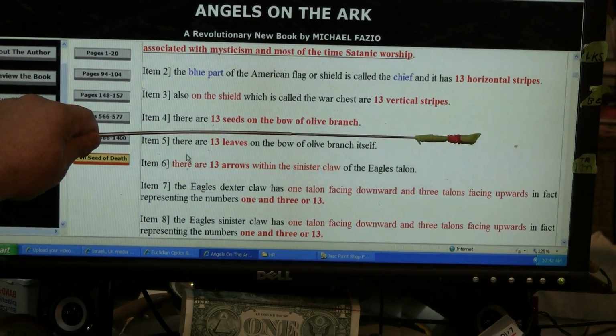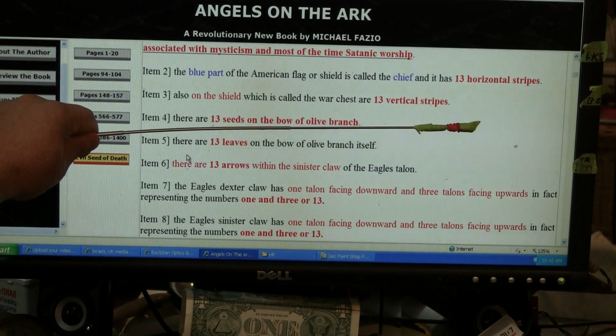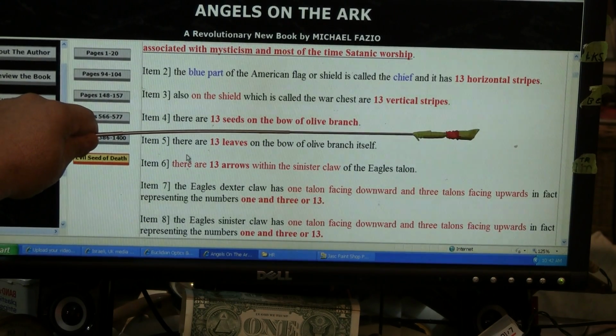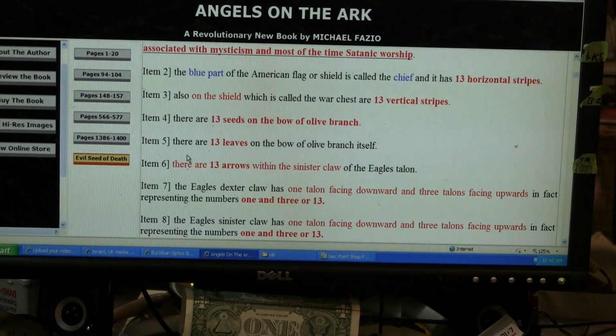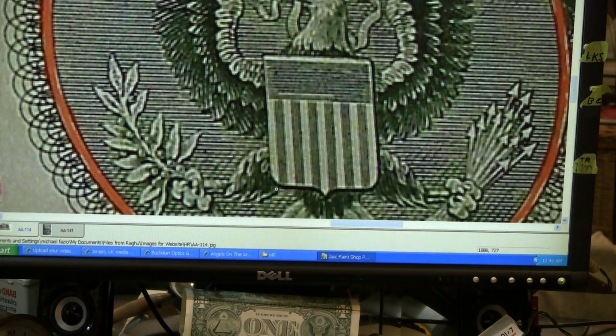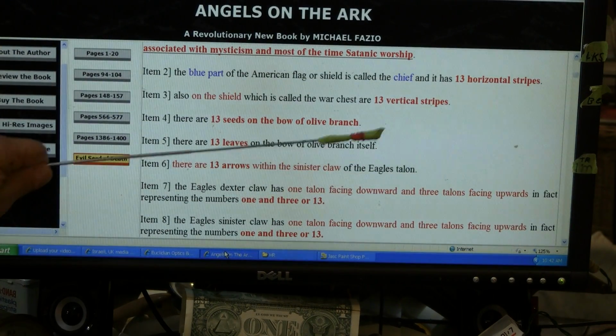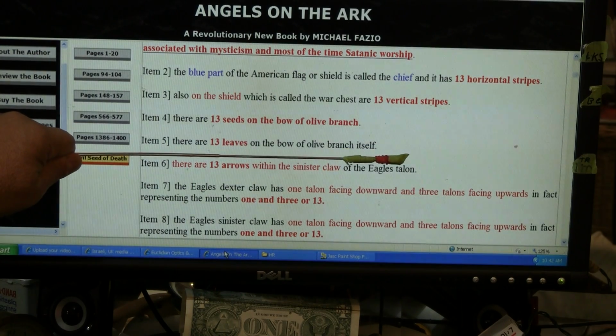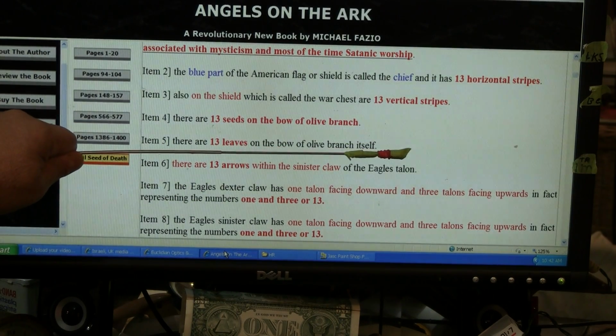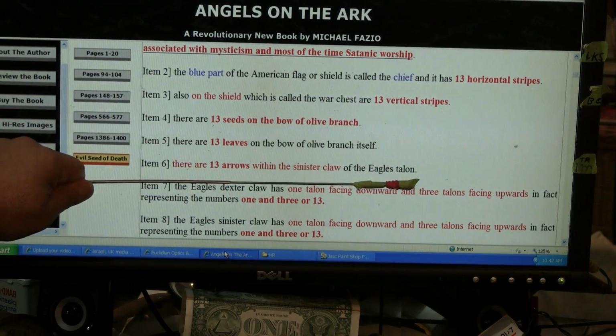Going to item number 4, there are 13 seeds on the bow, or what I call bow because it is spelled the same way, the bow of olive branch. There are 13 seeds. Going back to the pictogram, on the bow of olive branch, there are 13 seeds entwined inside the leaves. Going back to Angels on the Ark once again, there are 13 leaves on the bow of olive branch, which I just showed you. There are 13 leaves and 13 seeds.